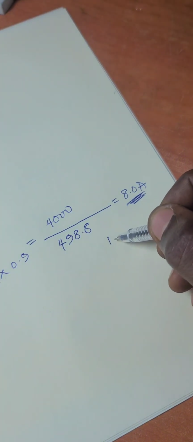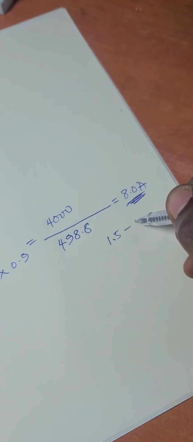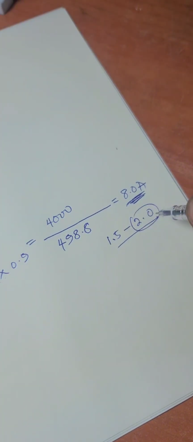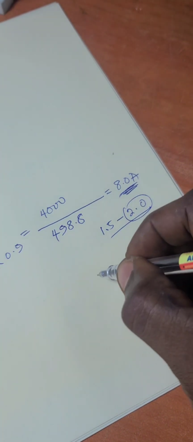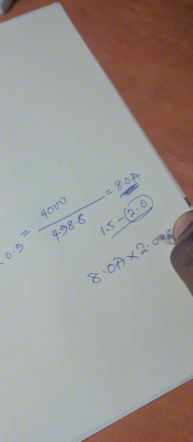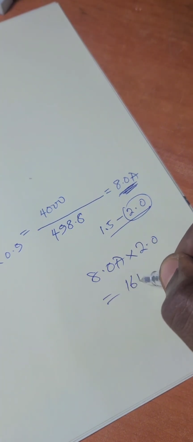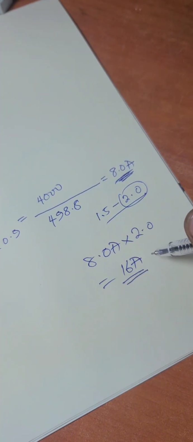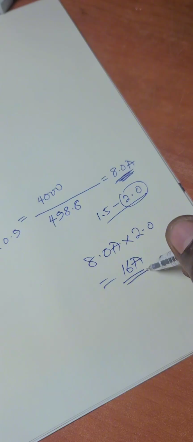Now, for you to now choose the right contactor for this job, you are going to multiply this by a safety factor of between 1.5 and 2.0. So if we choose 2.0 as our safety factor, 8.0 amps multiplied by 2.0 is going to give us 16 amps. So the contactor required to drive our electric motor is 16 amps.